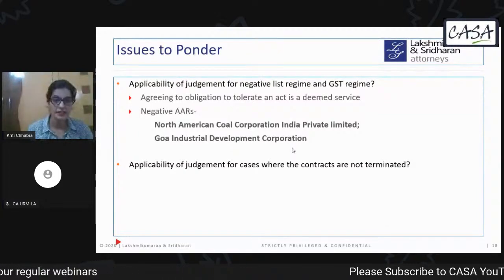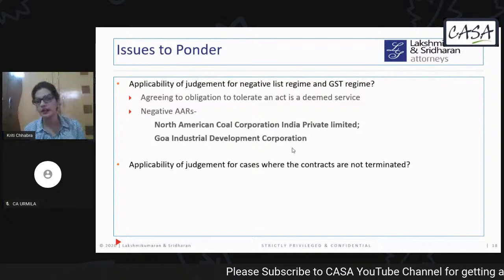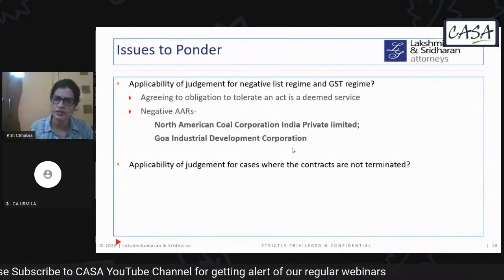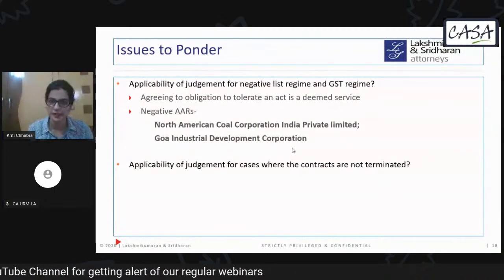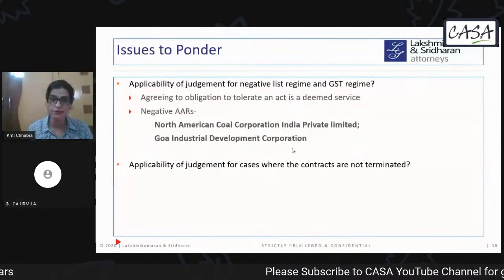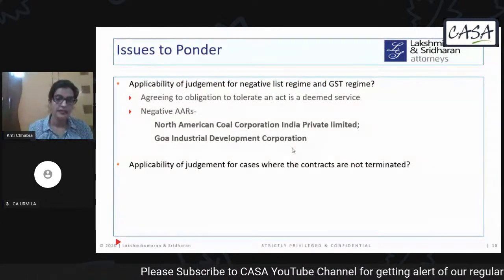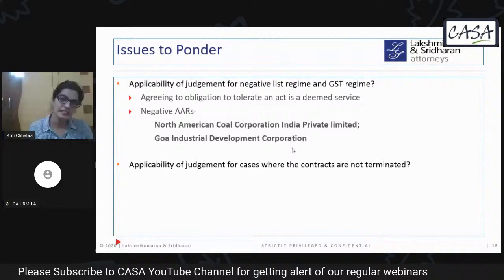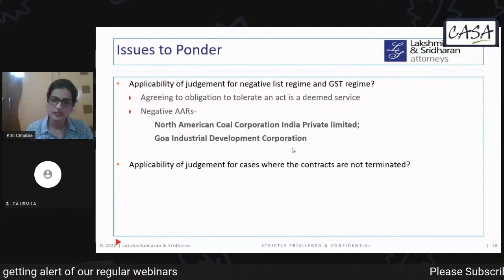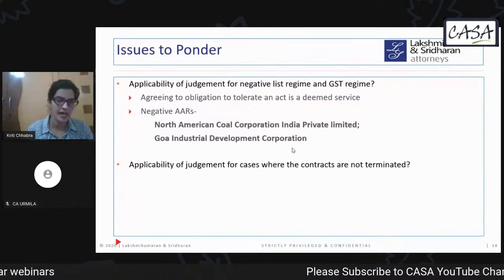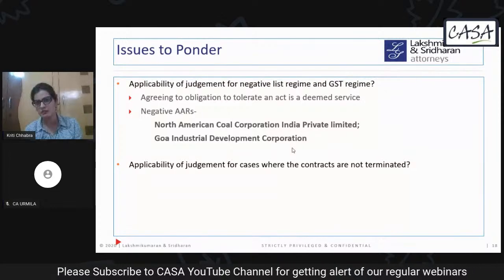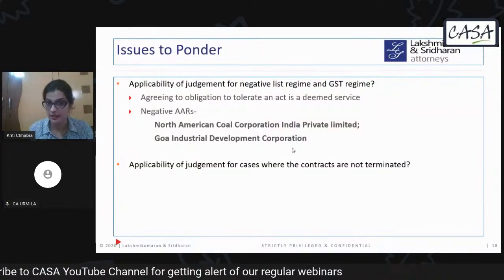Also, we have certain adverse rulings, not judgments but AARs, in our hand, like North American Coal Corporation, Goa Industrial Development Corporation or Maharashtra State Corporation for that matter, which clearly and categorically talk about liquidated damages in case of repudiation of contract. They say that liquidated damages are taxable under this particular head, that is, agreeing to the obligation to tolerate an act. So the question arises whether this judgment has any impact under the revised scheme of the negative list regime and GST regime, wherein this specific entry is there.